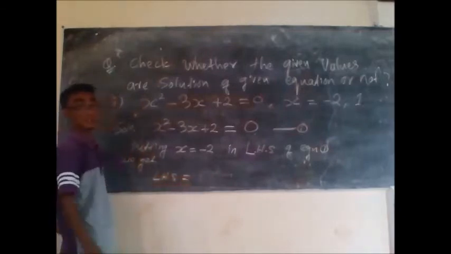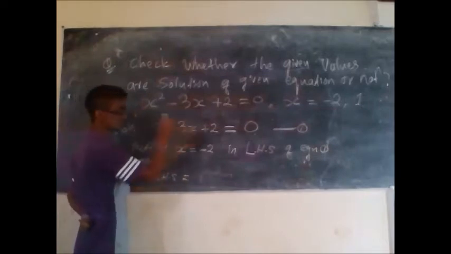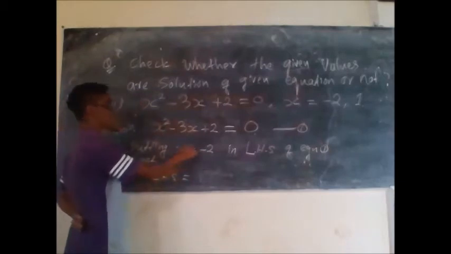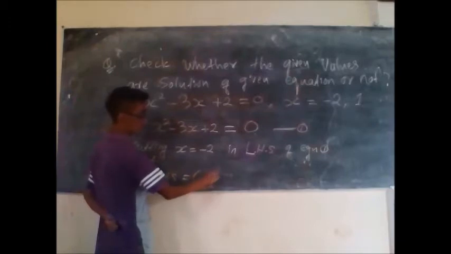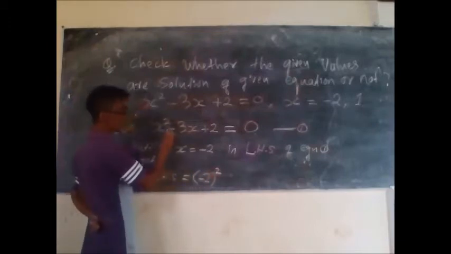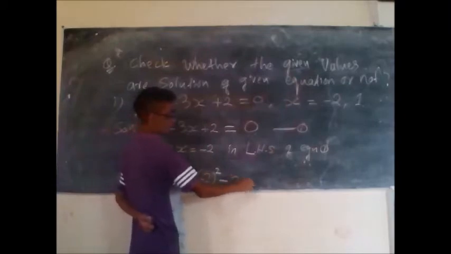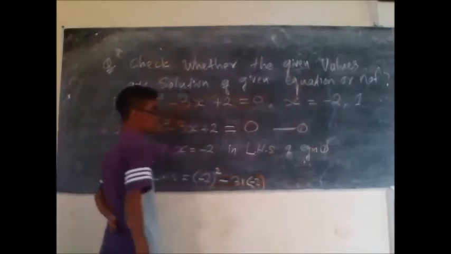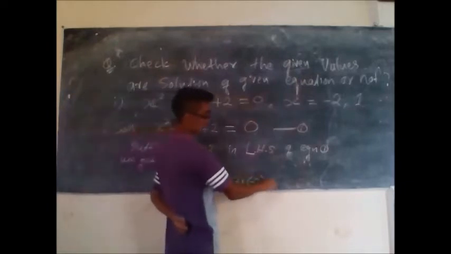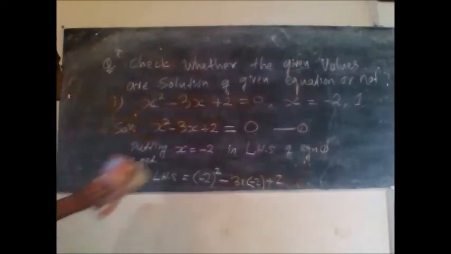So what is the left hand side of equation 1? The left hand side of equation 1 is x square minus 3x plus 2. Here x is minus 2. So minus 2 square minus 3 multiplied by minus 2, plus 2.